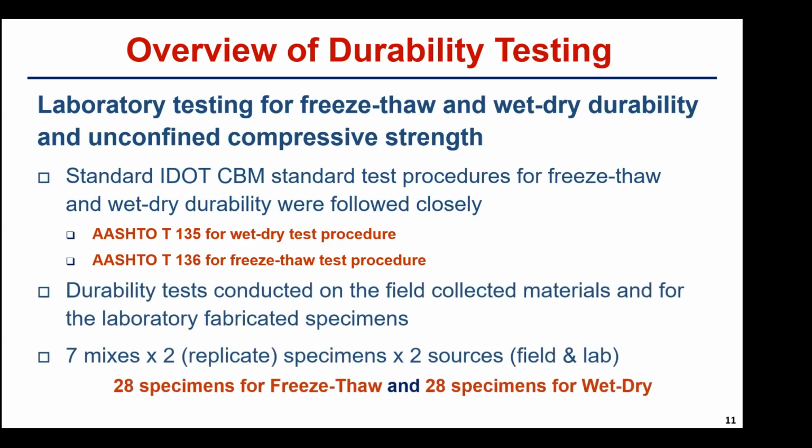And we conducted this testing on all the materials that were collected from the field and the lab. We had in total 7 mixes, 2 replicates per mix for each test, either freeze-thaw or wet-dry, and 2 sources, which are the field and the lab. So in total, there were 56 samples: 28 were freeze-thaw samples, half of them field and half lab, and the other 28 were wet-dry samples.